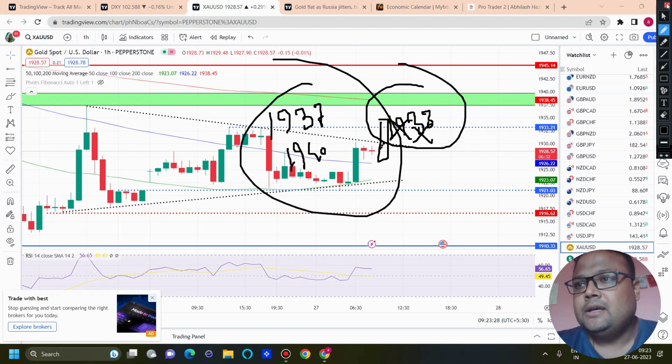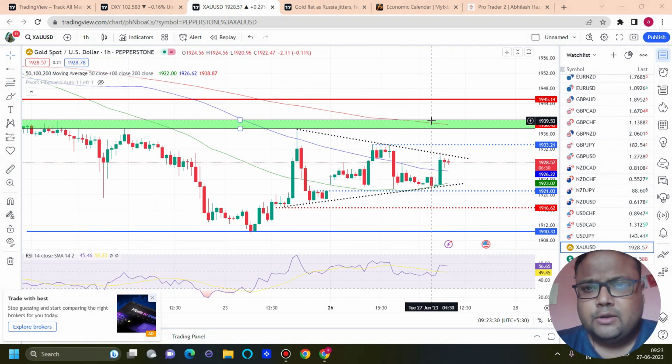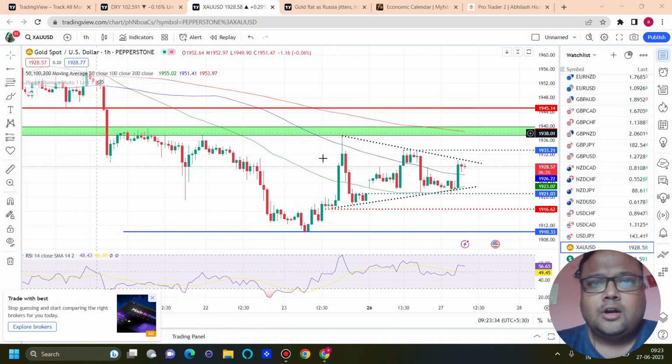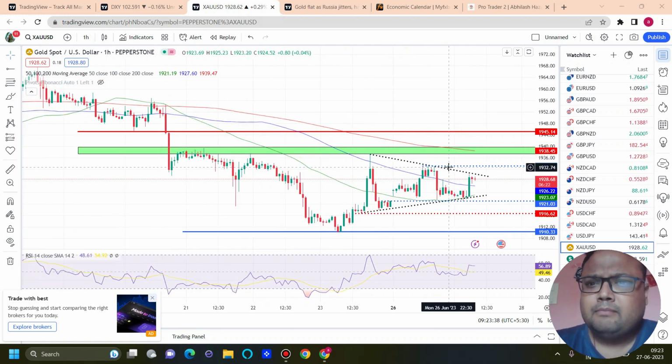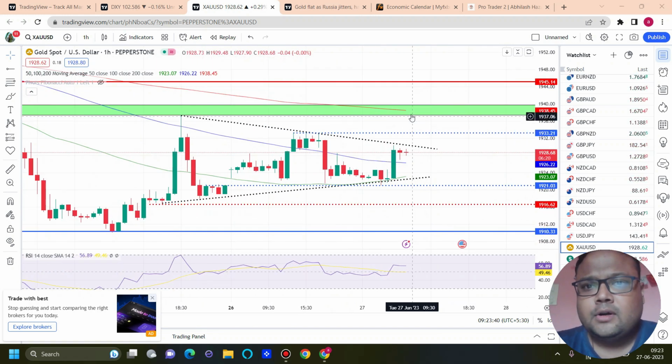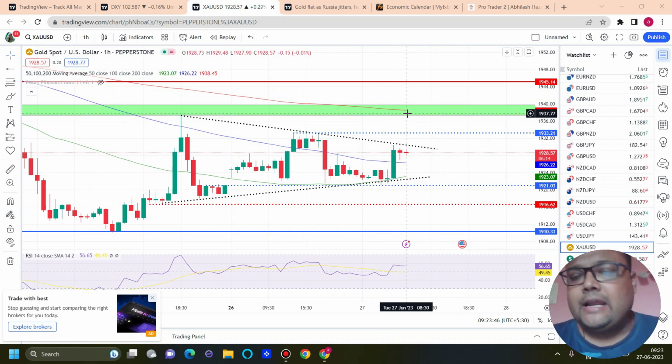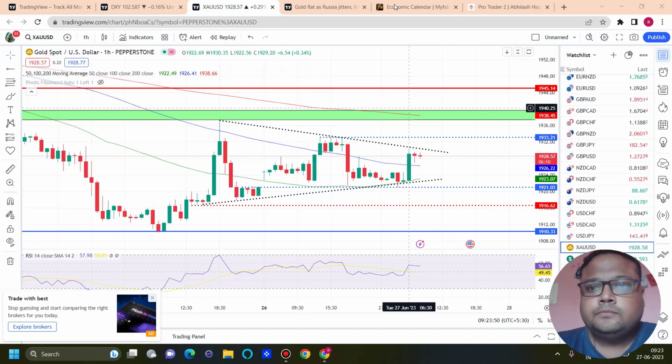1937, 1940 is the resistance before the news, and hopefully the market will reverse because we have strong price rejection around this area. So sellers will be present, and moreover we can also see that the 200 moving average is also present around this area. So 1937, 1940 is the level for the day.